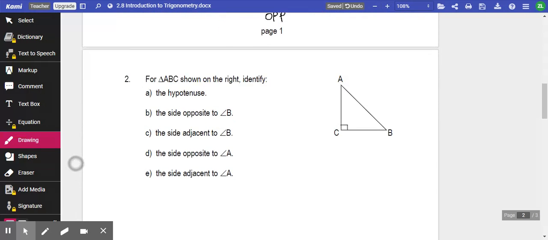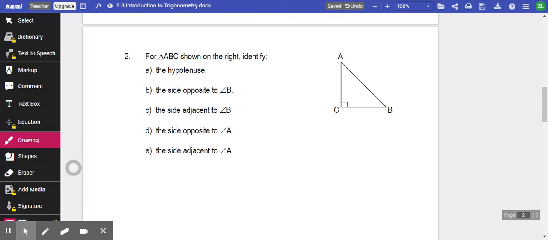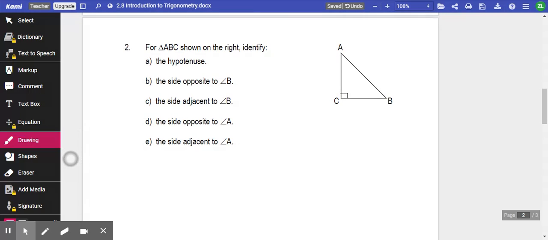It says for a triangle ABC shown on the right, identify the hypotenuse. In this case, we know the hypotenuse is side AB. So this side right here is our hypotenuse. Now it says the side opposite to angle B. Being angle B, the side opposite to it would be AC. The side adjacent to B would be BC.